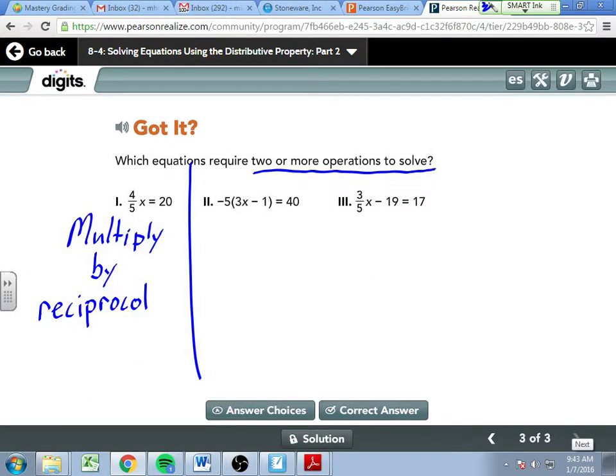The second one, Karina. What would you have to do? What would be the order of the things that you do? What do you see has to happen first? Yeah, so we would have to distribute.